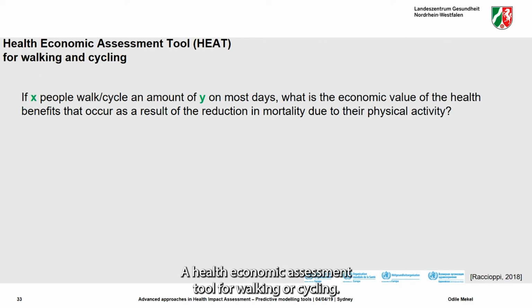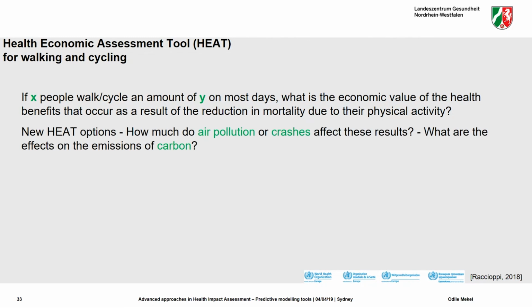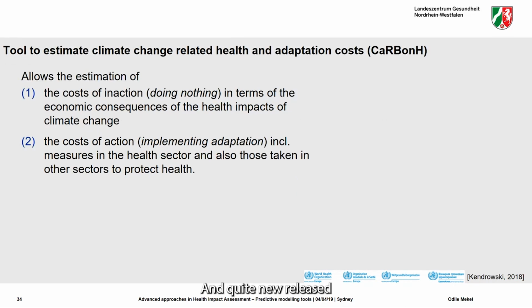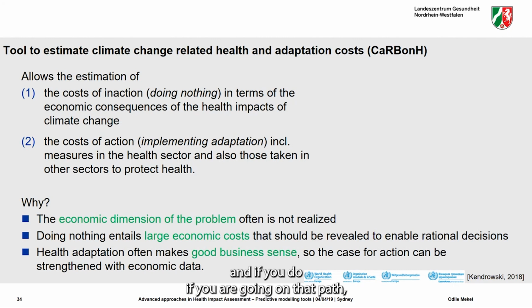Another very interesting tool is HEAT, the Health Economic Assessment Tool for walking and cycling. And what are the effects on emissions of carbon? So that's where climate change comes in, and what is different from other models is that the economic part is also part of this model, but unfortunately it only looks at mortality and not at other health outcomes currently. But I think they are planning to do other health outcomes too. And a quite newly released model is CarbonAge, and it also includes the cost dimension. If you are going down that path, I would recommend to have a look at this tool to see if it works in your environment.